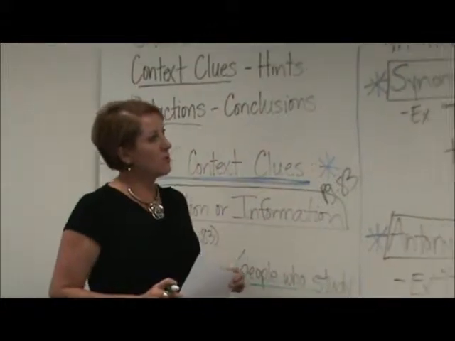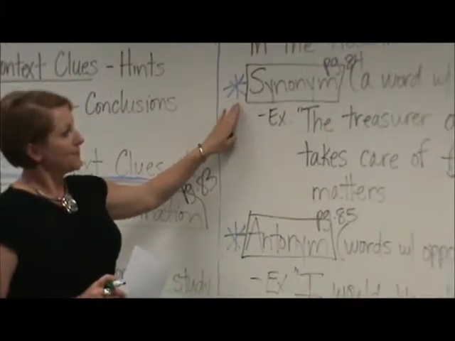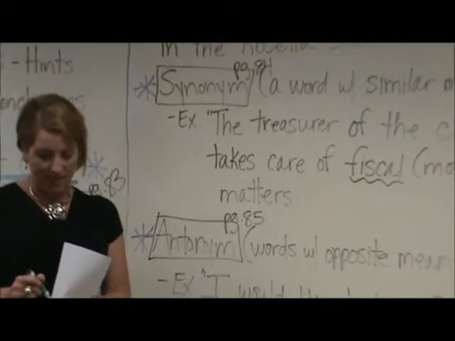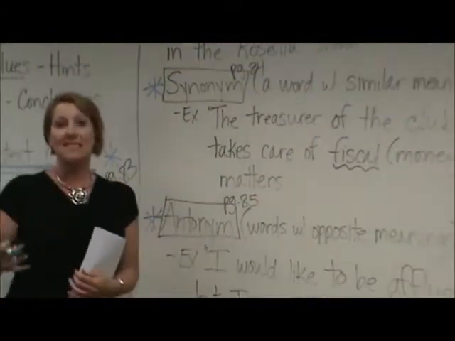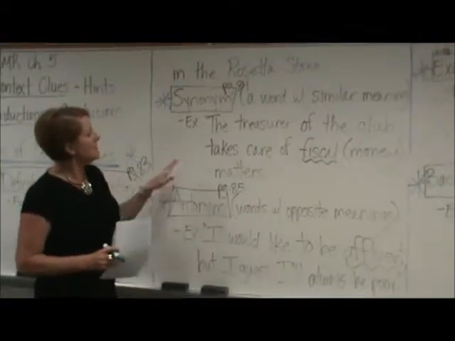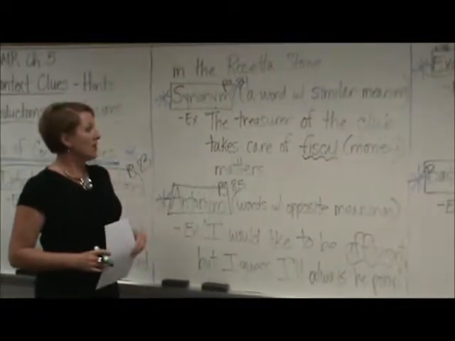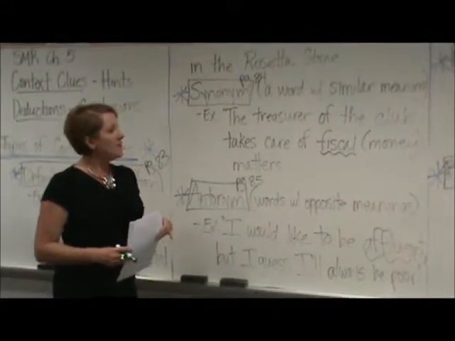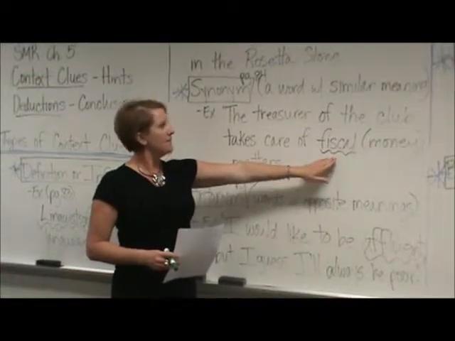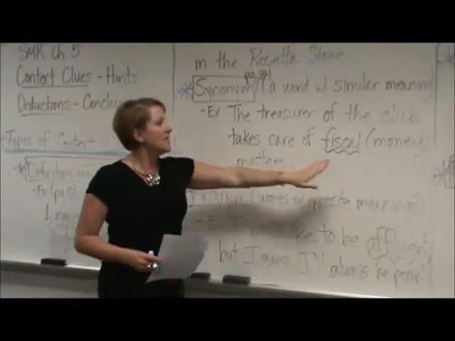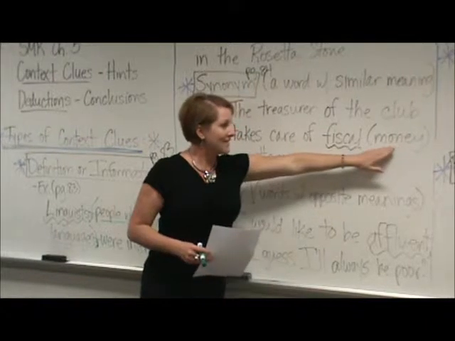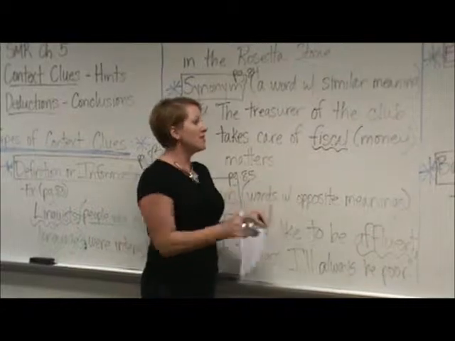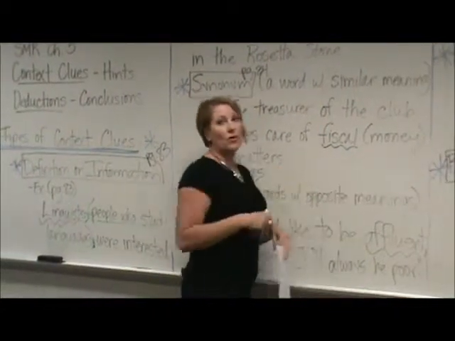The next kind of clue is synonym clue. It's on page 84. And if you don't know what a synonym is, it is a word with a similar meaning. So, for example, the treasurer of the club takes care of fiscal money matters. Okay, if you didn't know what fiscal meant, in a synonym clue, it gives you the answer with a word that's similar to the unknown word. So fiscal is another word for money.